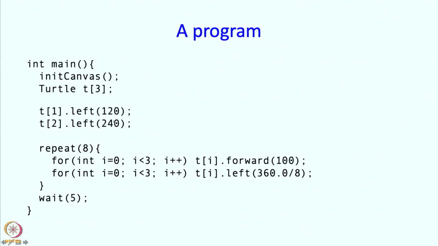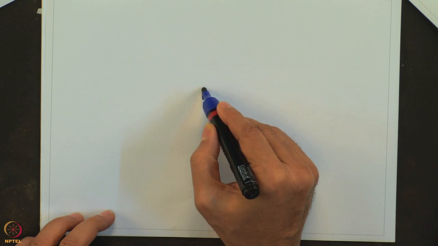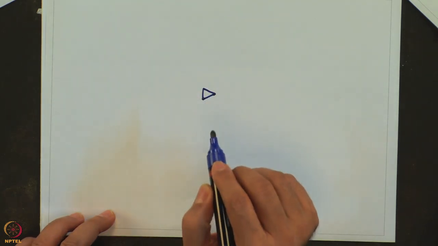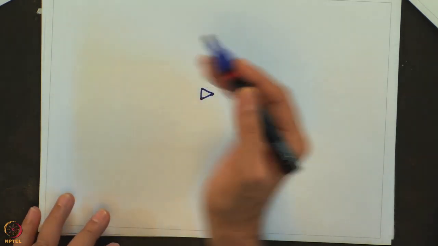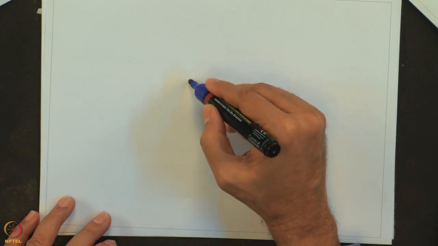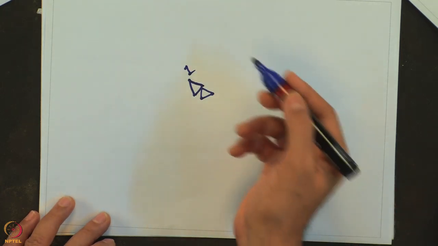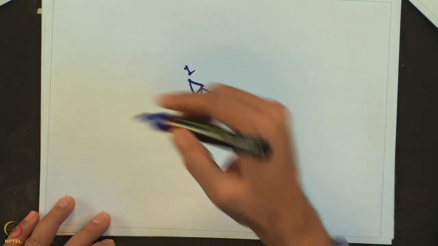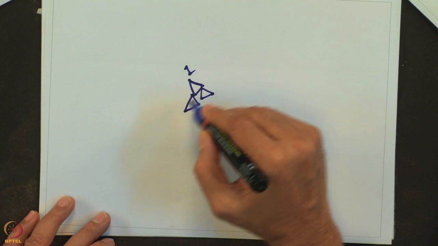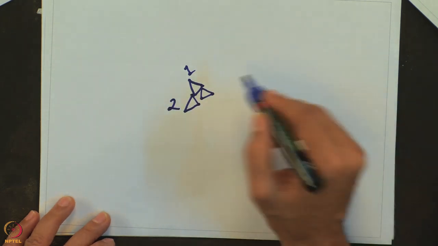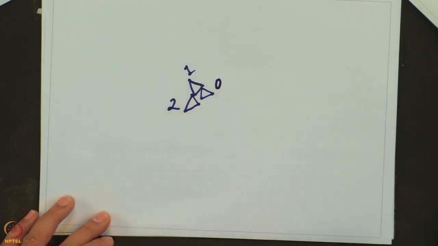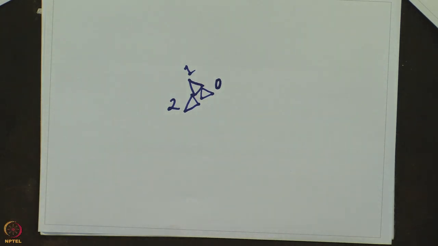I have 3 turtles one on top of the other, and T1 is going to turn left by 120. So, one of the turtles is going to start facing in this direction. This is turtle 1. The other turtle is going to turn by 240, so it is going to face in this direction. This is going to be turtle 2. And turtle 0 is going to be facing in the same direction. We have not changed the orientation of turtle 0.